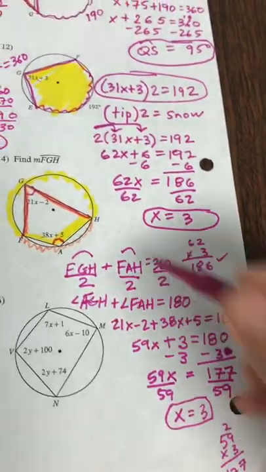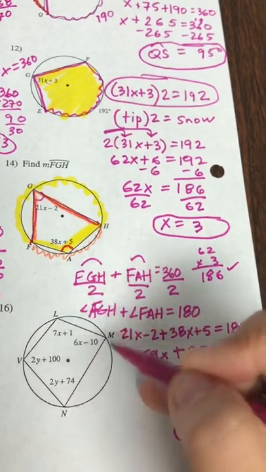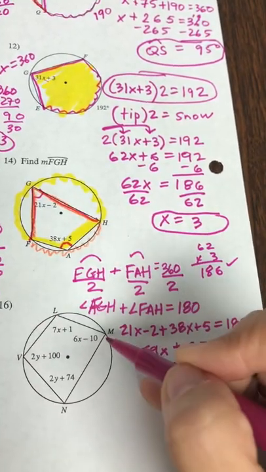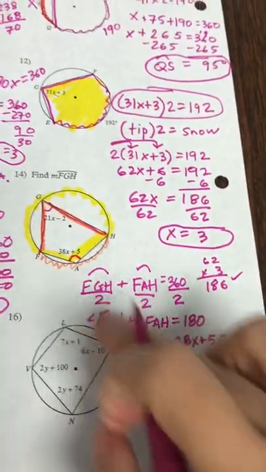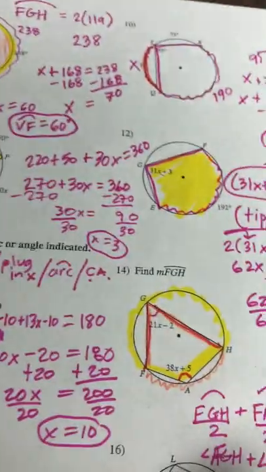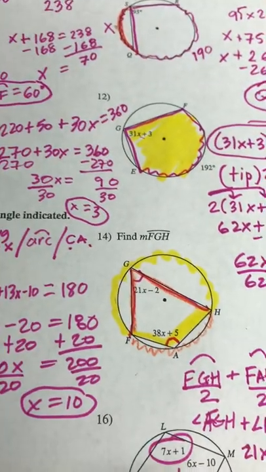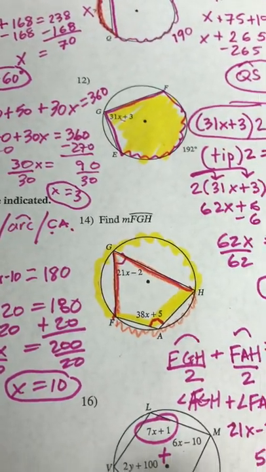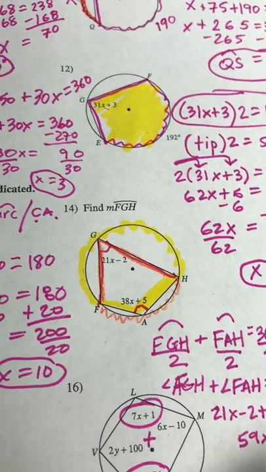Now I like the fact that I made this formula. As long as the snow here, right, this tip would create this snow, this tip would create that snow, that would take up the whole circle. So I actually know that if I add these two together, they should be 180. 7x plus 1 plus 2y plus 74 should equal 180.